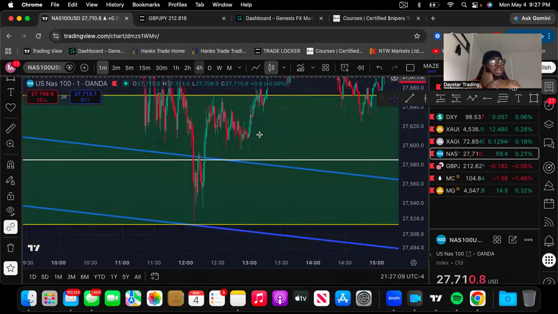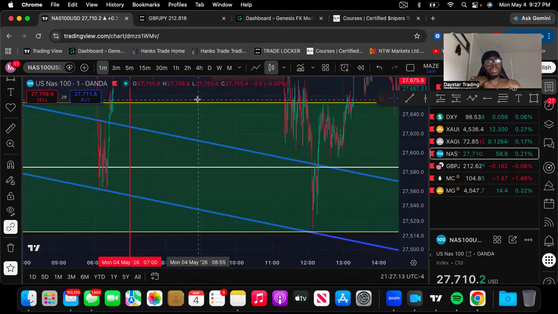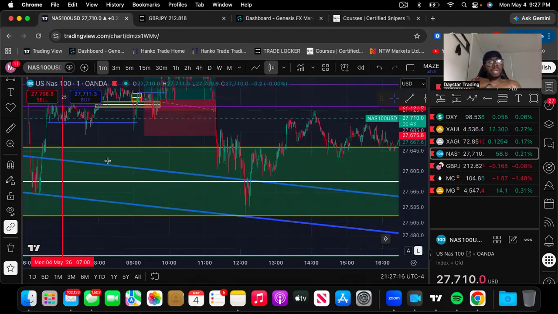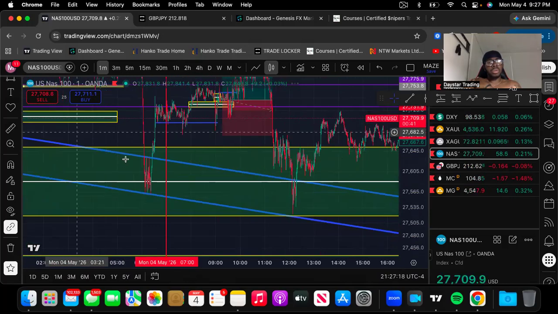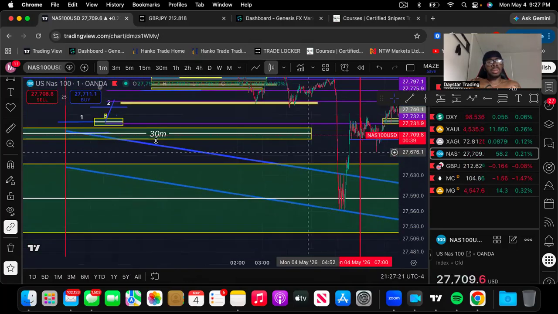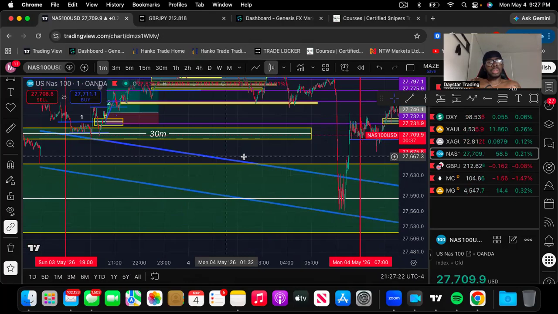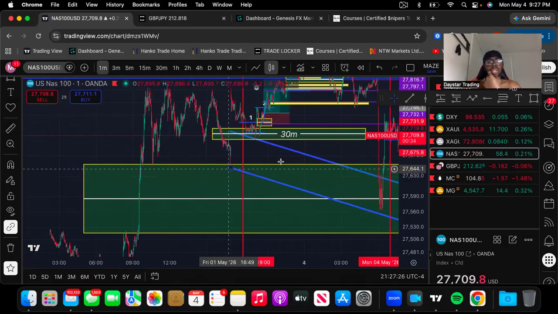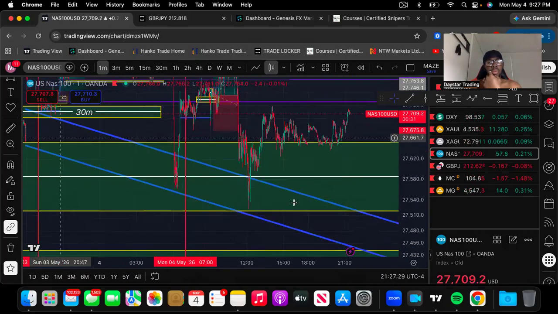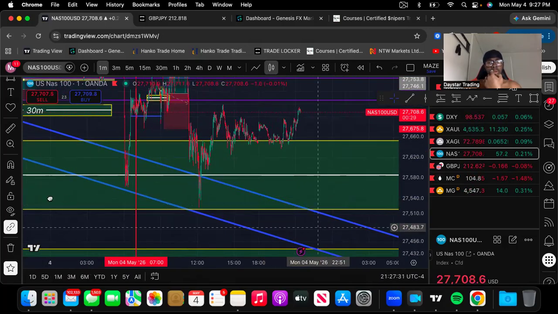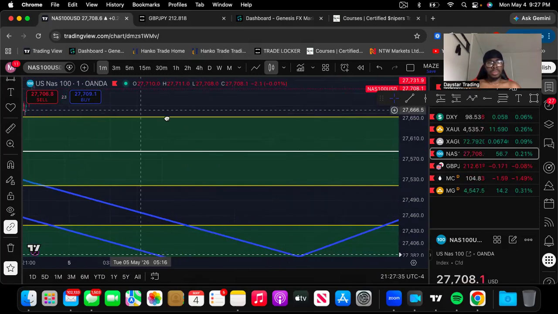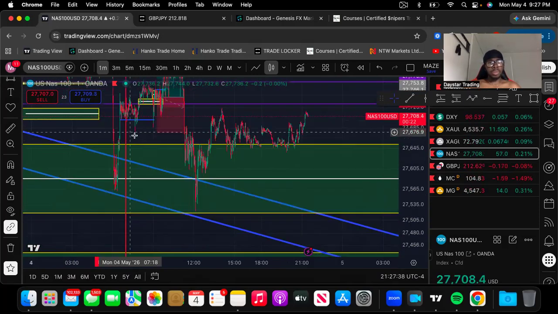Also, we saw here that 30-minute fair value gap from yesterday. Price does not want to break that. So yesterday we got a retest of it. Or no, it wasn't the 30. What was it? What's this one? This is the 30. What's this one? Pretty sure this one is a weekly. Anyways, this big green box here, price doesn't want to break.